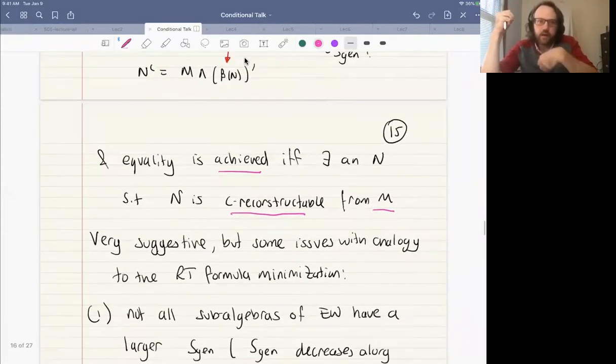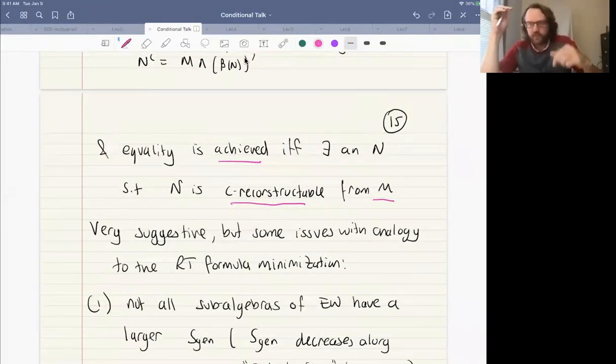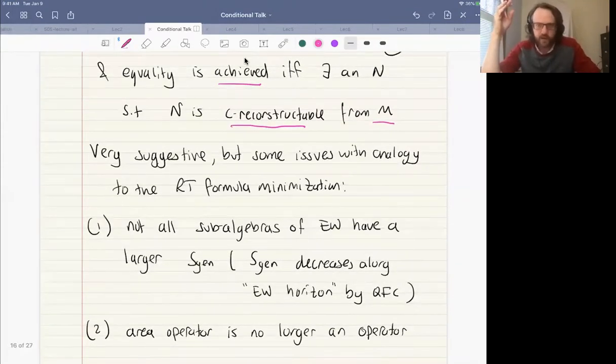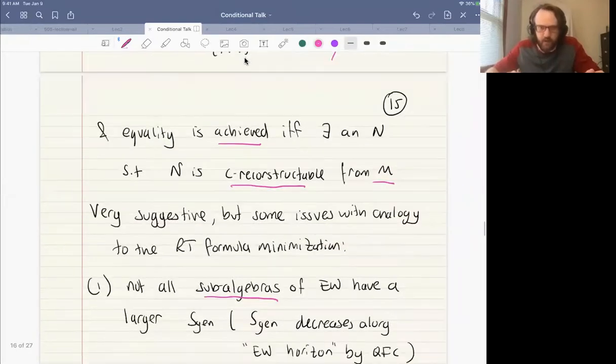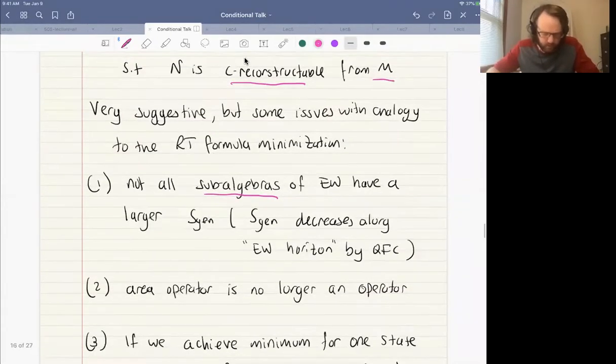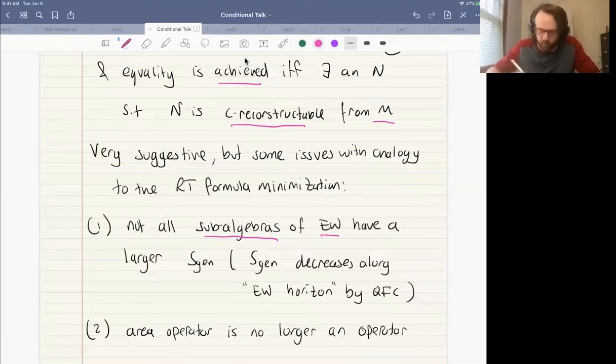So this looks a little bit like the RT formula. It's suggestive, at least. However, there are some issues, and I'm going to point them out. The first is that it's not correct in some sense. I mean, it's a theorem, it's just not correct in AdS/CFT. If I take any subalgebra of the entanglement wedge, say some geometric subalgebra, then it doesn't always have a larger generalized entropy. Oh, sorry, I should have mentioned that this formula looks like a generalized entropy because it's a bulk entropy term plus some other term, and let me think of that other term as the area operator. So not all subalgebras in the entanglement wedge have a larger generalized entropy. For example, the generalized entropy always decreases along the entanglement wedge horizon. If I move in the null direction away from the RT surface, then by quantum focusing the generalized entropy has to decrease.